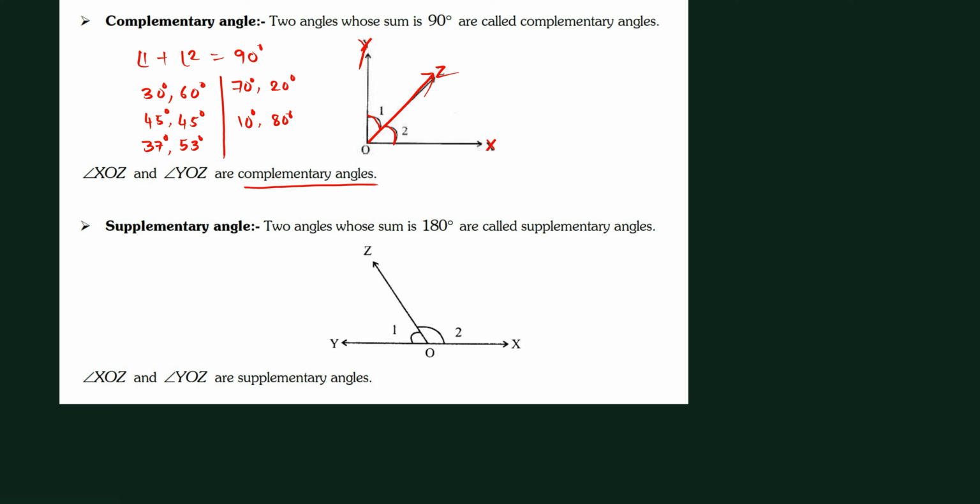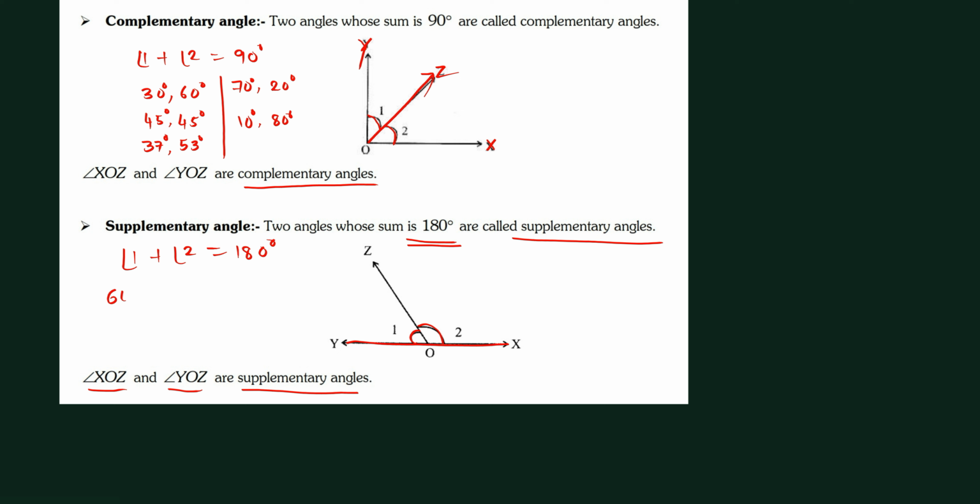Now you see supplementary angles. When you add any two angles, if you get 180 degrees, then they are called supplementary angles. So angle 1 plus angle 2, if you get 180 degrees, they are called supplementary angles. The combination of these two angles makes a supplementary angle. The supplementary angle makes a straight line, right? So here angle 1 plus angle 2 is how much here? That is equal to 180 degrees.